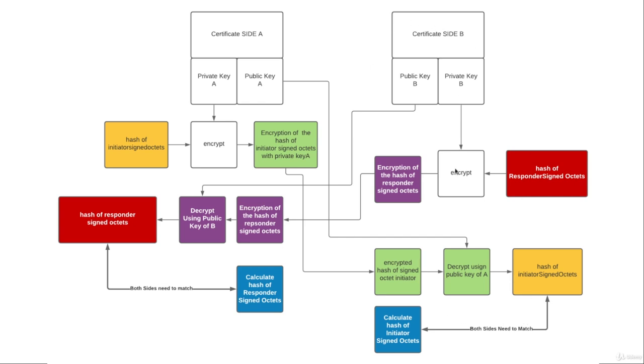Side B would hash the responder signed octets and encrypt it with side B private key. It would send the outcome to the initiator, which is the auth payload. Side A, the initiator, gets the encrypted hash. It decrypts it using side B public key. It would get what should be the hash of responder signed octets. It will then run the same calculation by hashing the responder signed octets. If the calculation and the decryption of auth yield the same result, then side B was authenticated.